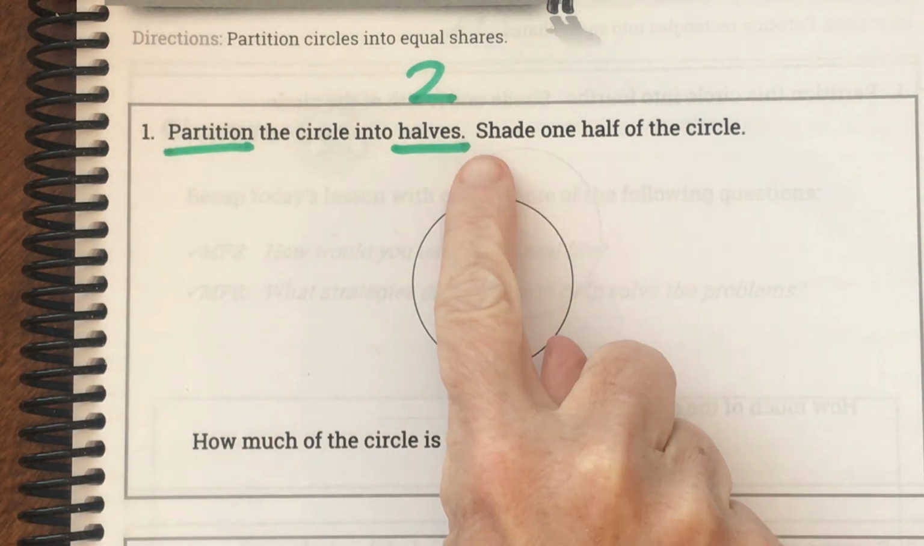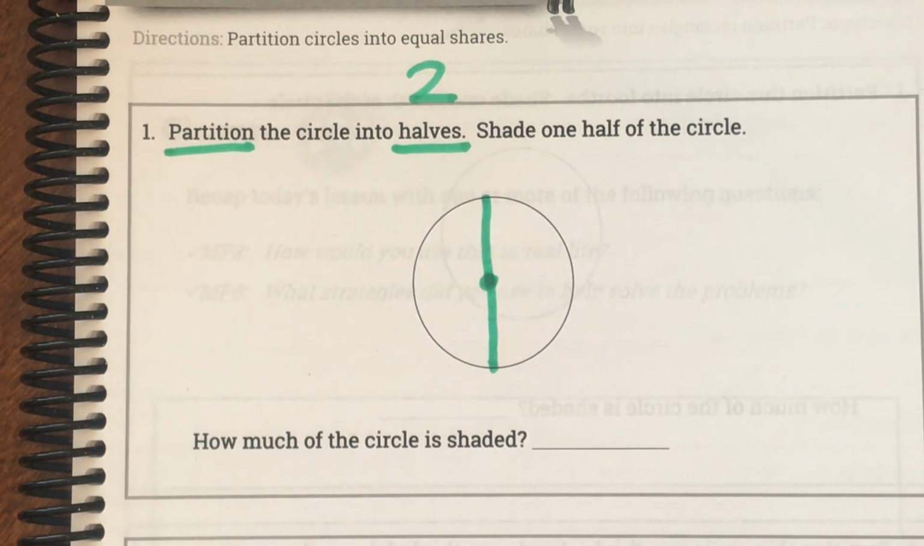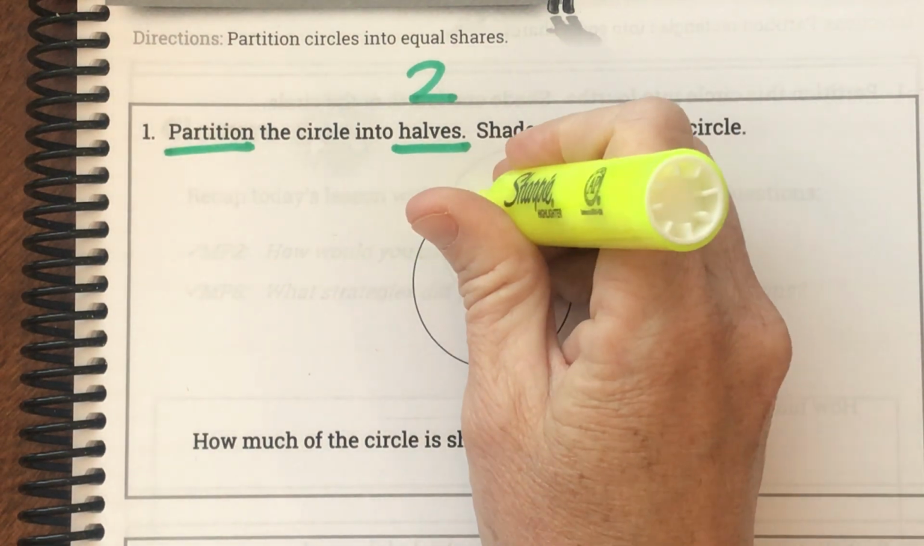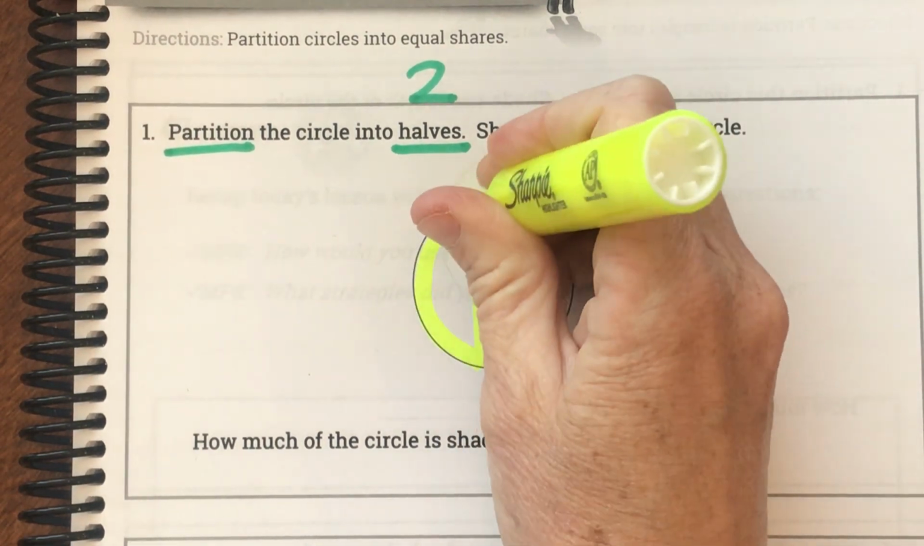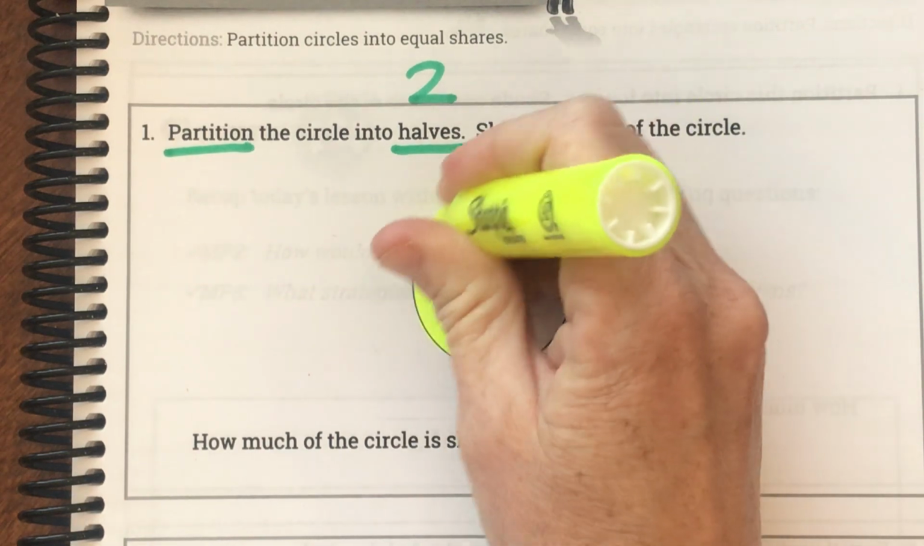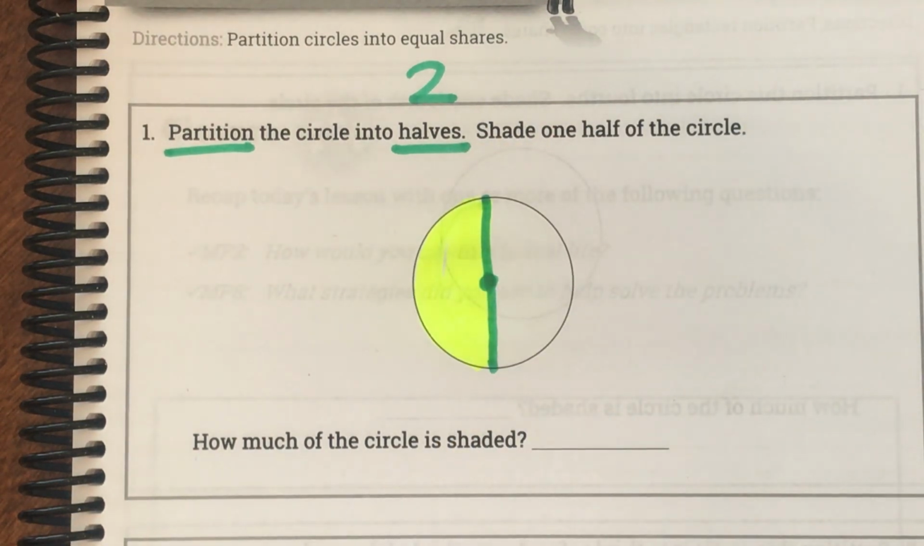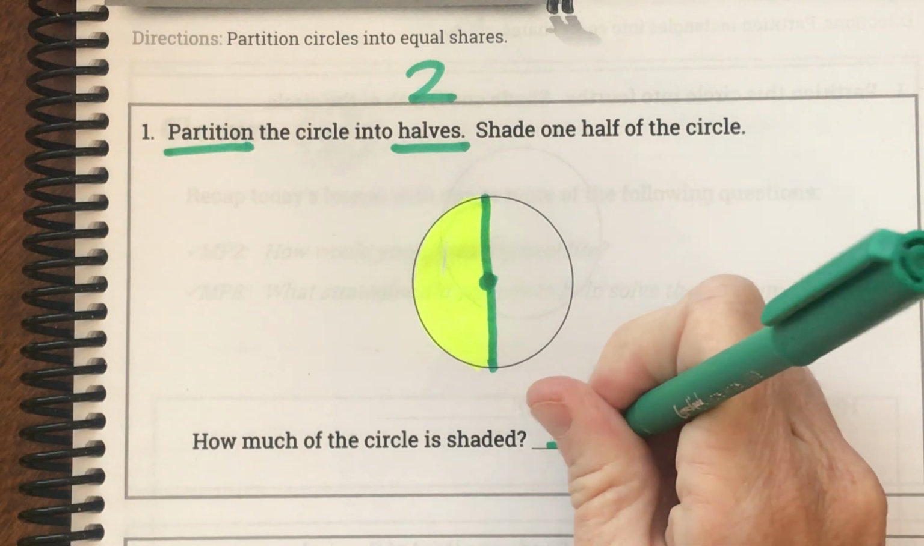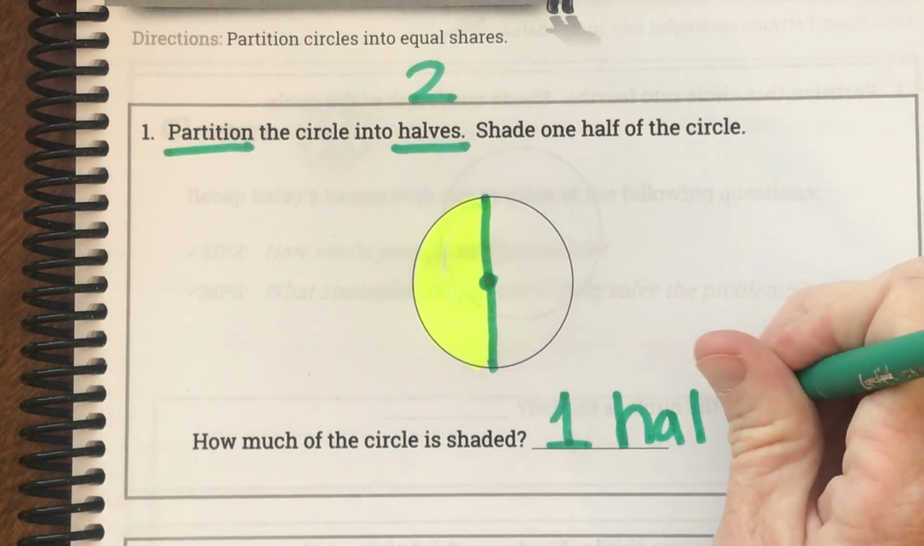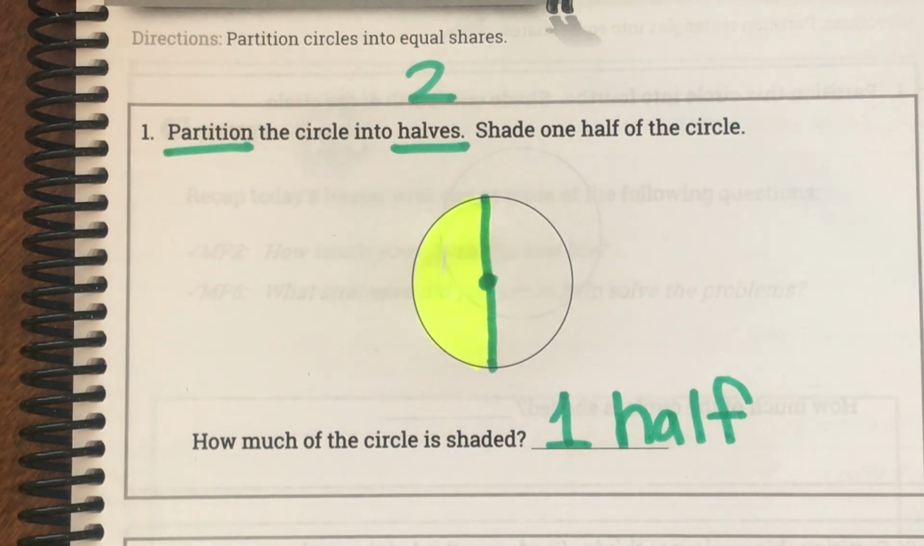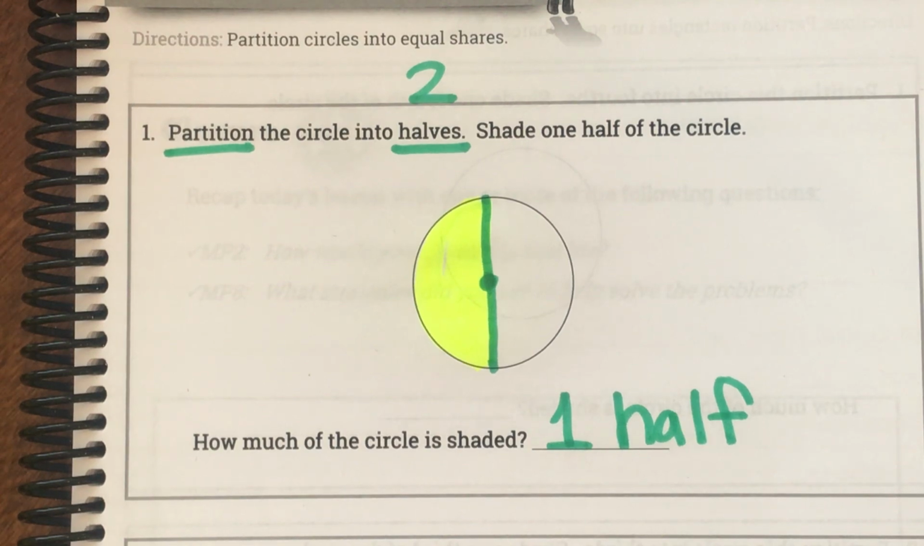And then they want us to shade 1/2 of the circle. So friends, whatever you're shading with, let's color this side. So that is 1/2 of the circle is shaded. Our question says, how much of the circle is shaded? 1/2. 1/2 is shaded. Okay, I'm giving you a moment to make sure your notes are all just like mine. Okay, let's go on to our next one.